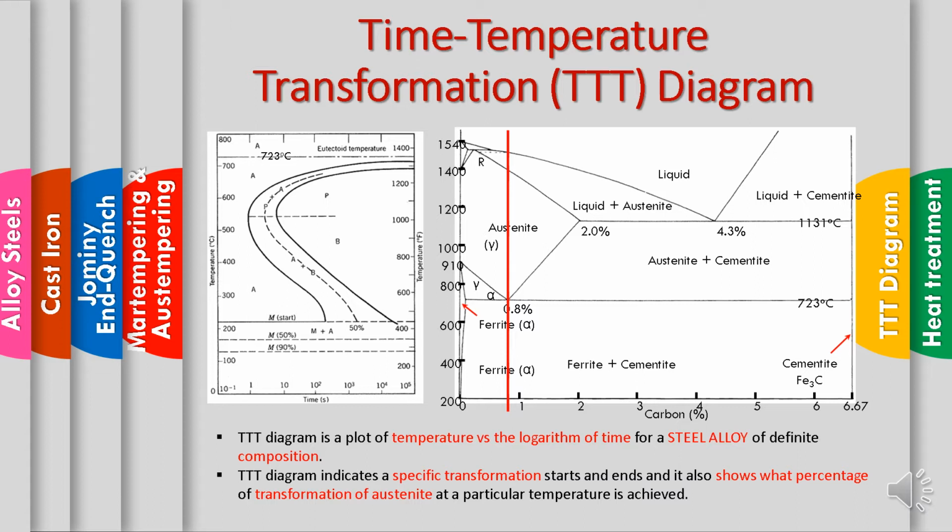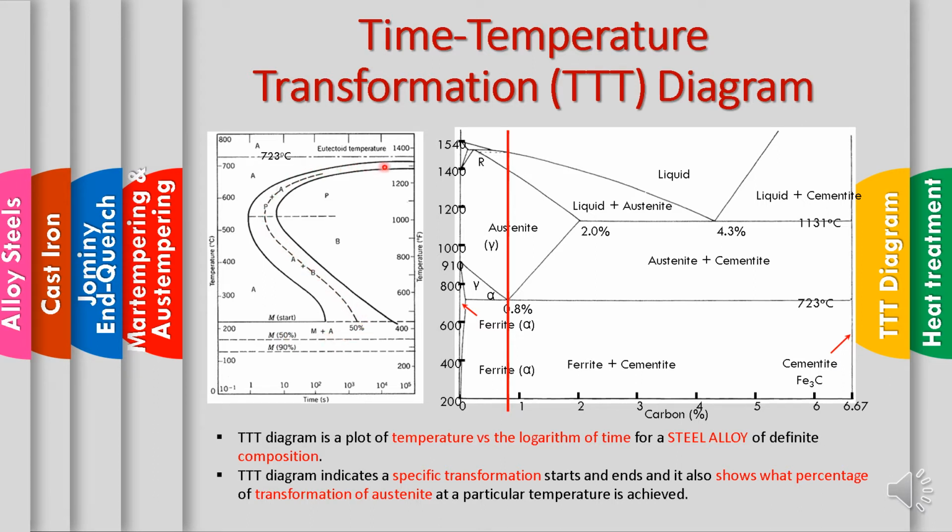If you look at the left hand side graph, you can see there are two curves here, like this. We can see the start here, and also a second curve here, which will have the final or end. Start is 0%, and the end is 100%. In the middle, 50% of the transformation takes place.